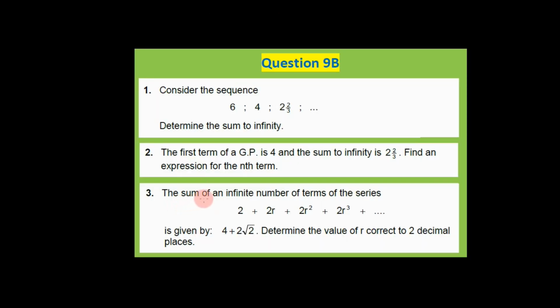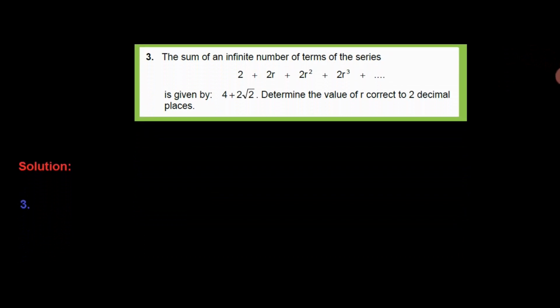So number 3, it says the sum of an infinite number of terms of the series 2 plus 2r plus 2r squared plus 2r cubed, etc., is given by 4 plus twice root 2. Determine the value of r correct to 2 decimal places. So let's have a look at this. What we have is the first term a, it's equal to 2. And we're told that the sum to infinity is 4 plus twice root 2.